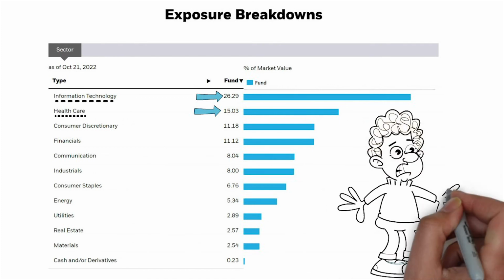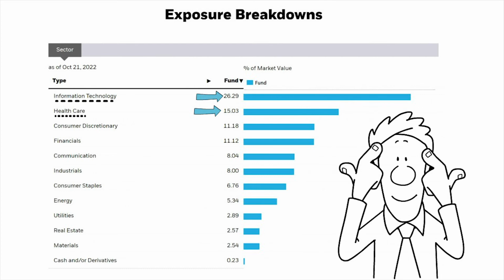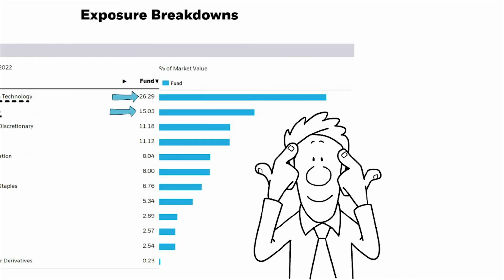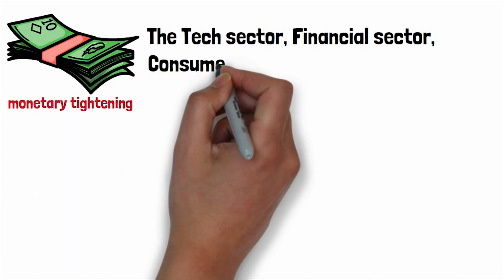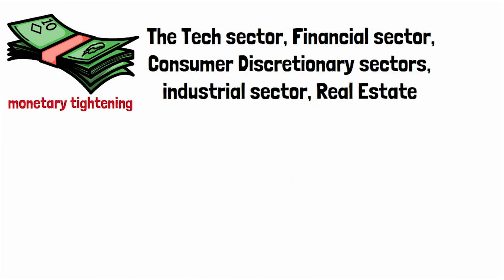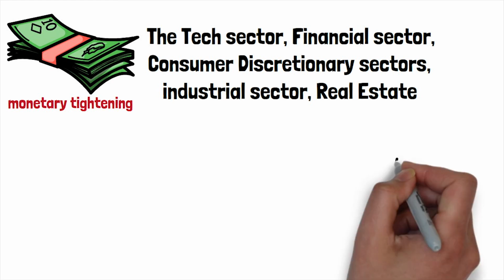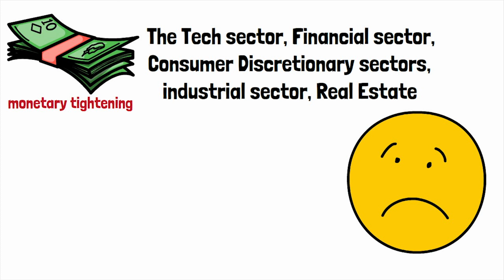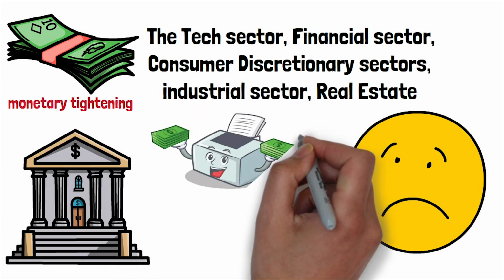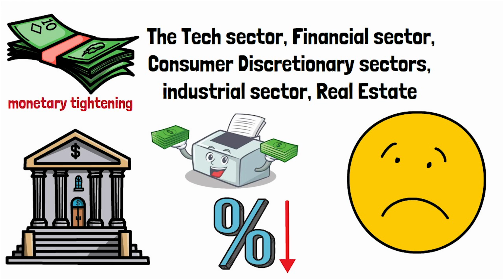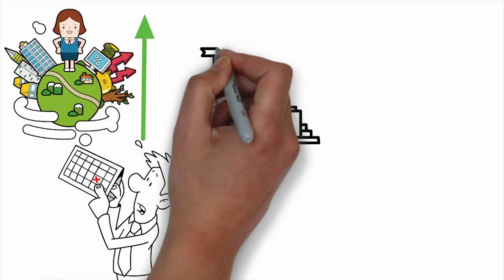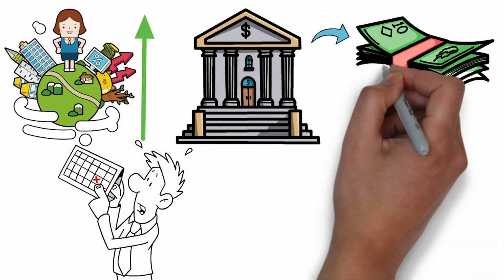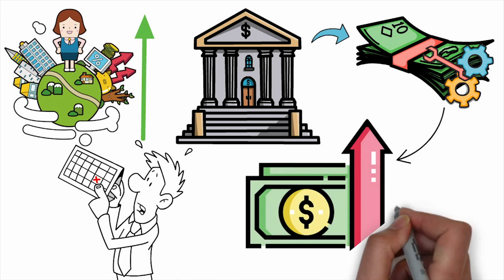In order to understand the risk properly, we must know when each sector is doing good and when it is not. For example, in times of monetary tightening, the tech sector, financial sector, consumer discretionary sector, and the industrial sector, as well as the real estate sector, do not perform well. And in times of monetary easing, meaning when the central banks print money and they lower interest rate levels, these sectors perform better. Now we are at a stage of the economy in which central banks around the world are tightening the monetary system due to higher inflation levels.